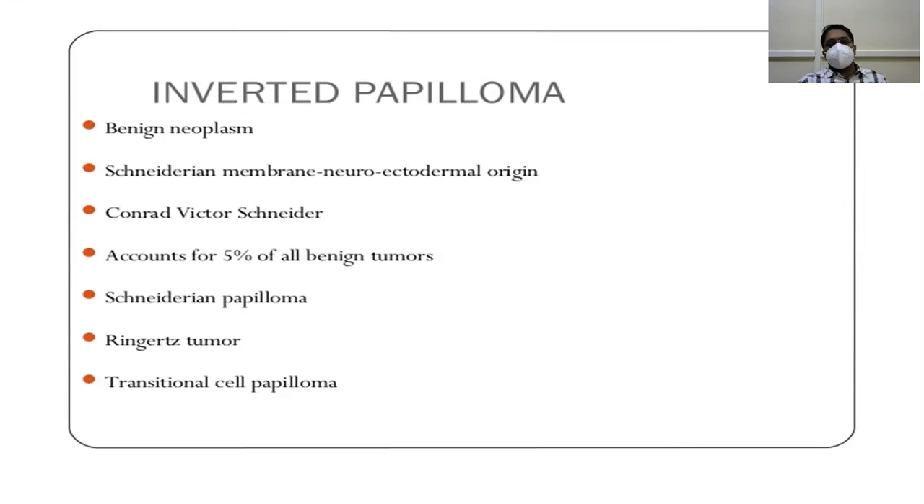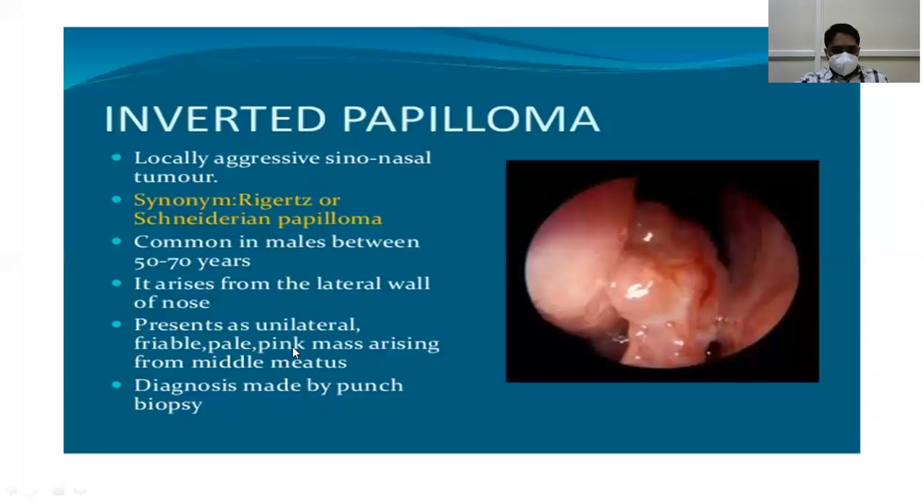The other names are important because they may ask you with this name. What is Schneiderian papilloma? What is Ringer's tumor? What is transitional papilloma? So you should know the other names of this inverted papilloma. It is a locally aggressive sinonasal tumor. Synonyms are Ringer's tumor and Schneiderian papilloma. It's more common in males, 50 to 70 years of age.